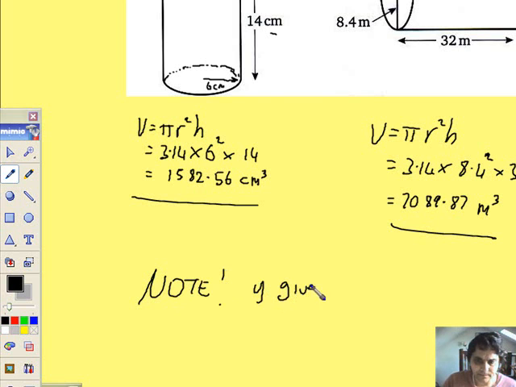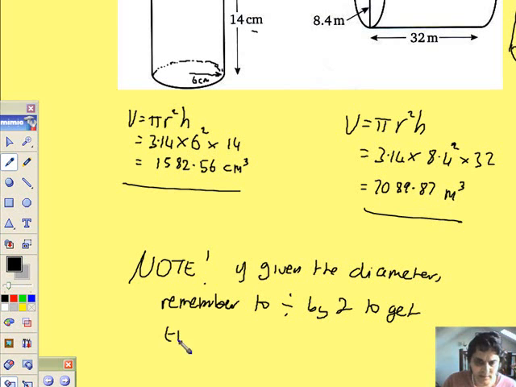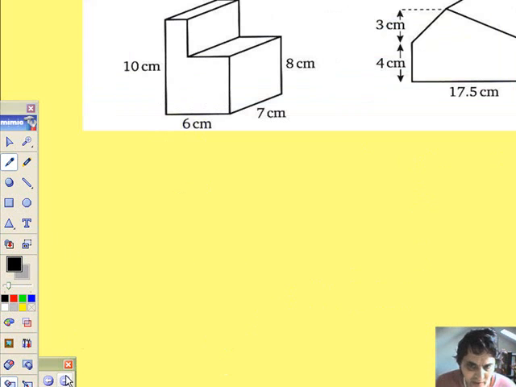Note: if given the diameter, remember to divide by 2 to get the radius. Otherwise you're going to be so out. Alright, that's question 3, and turning over.